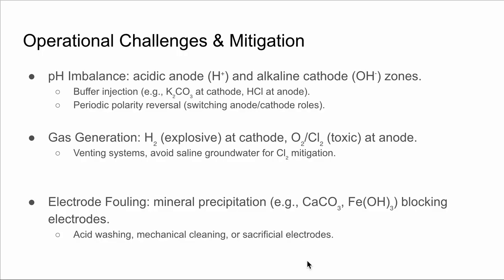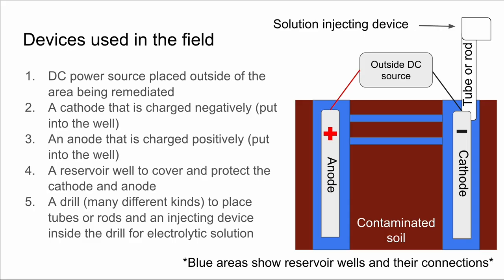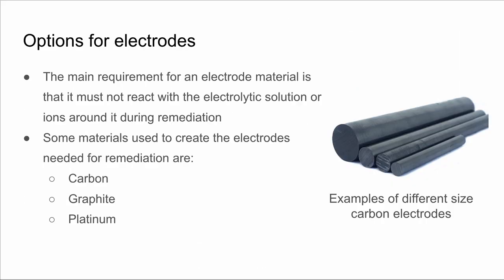Items are used in the field. The devices used in the field are a DC power source outside of the area being remediated, a negatively charged cathode, a positively charged anode, 2 reservoir wells, 1 for each electrode, a drill to place tubes or rods, and an injecting device for the electrolytic solution.